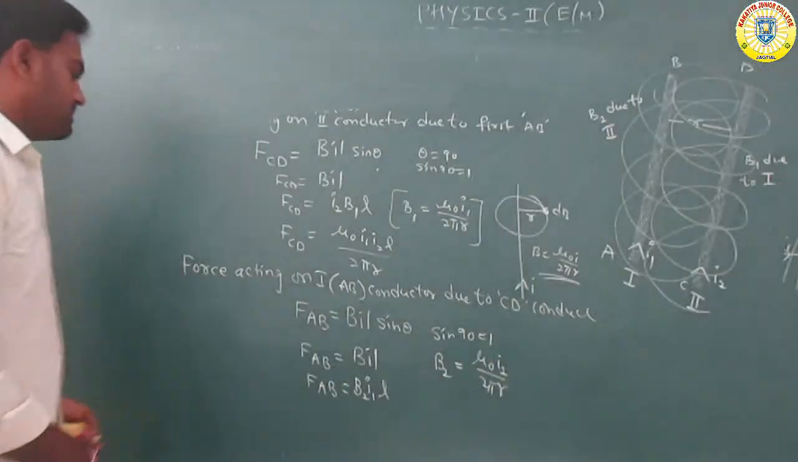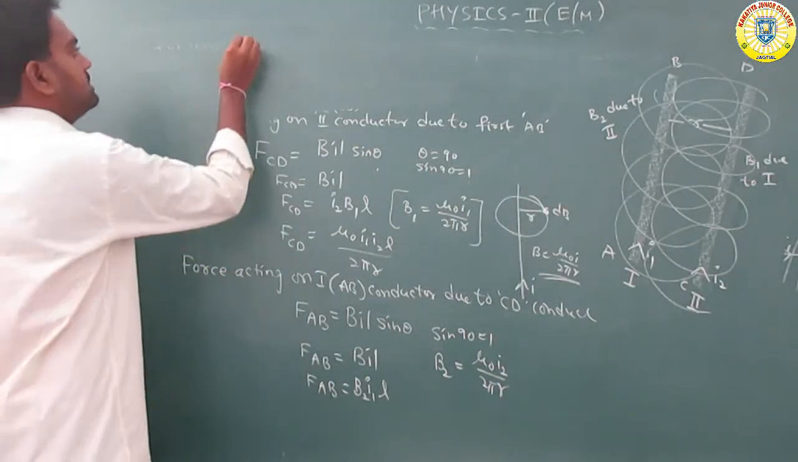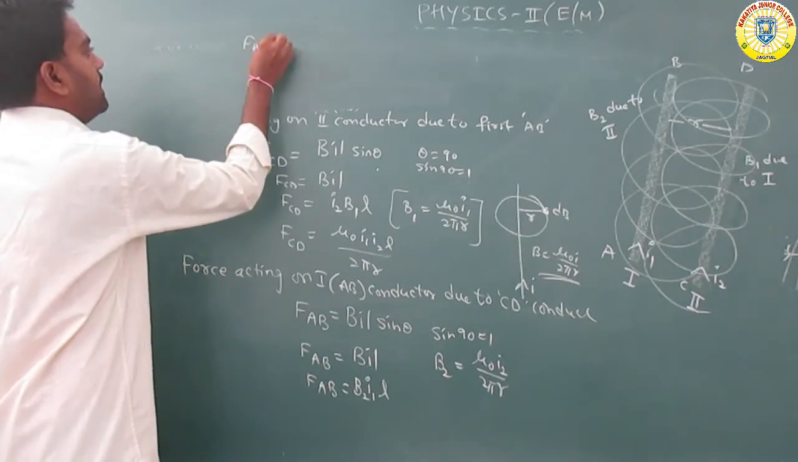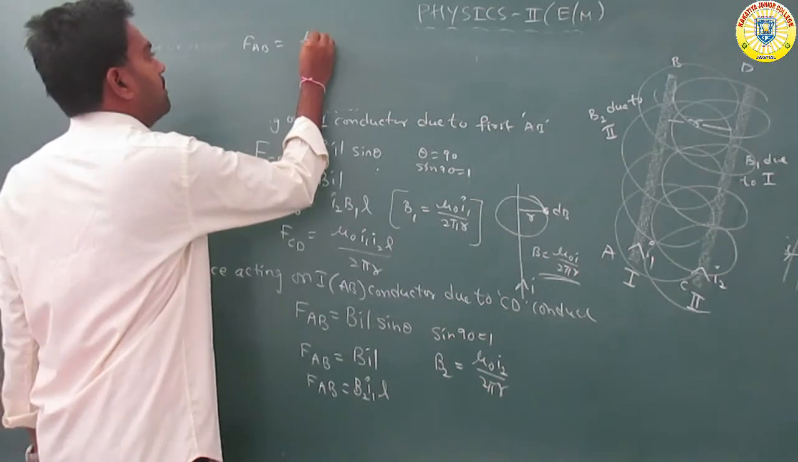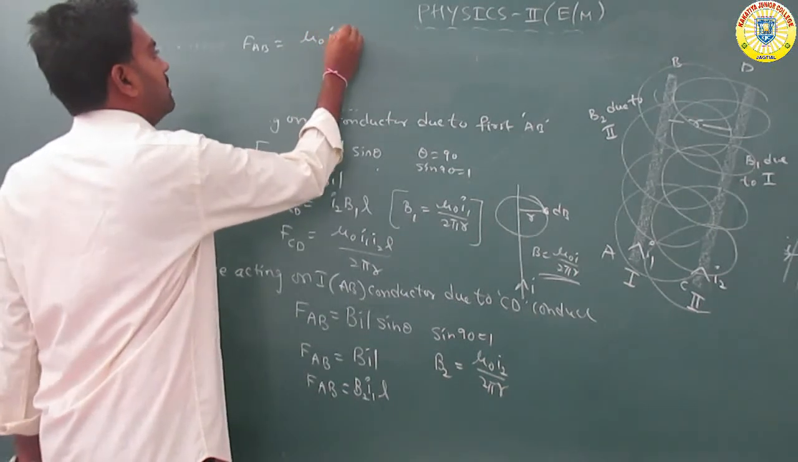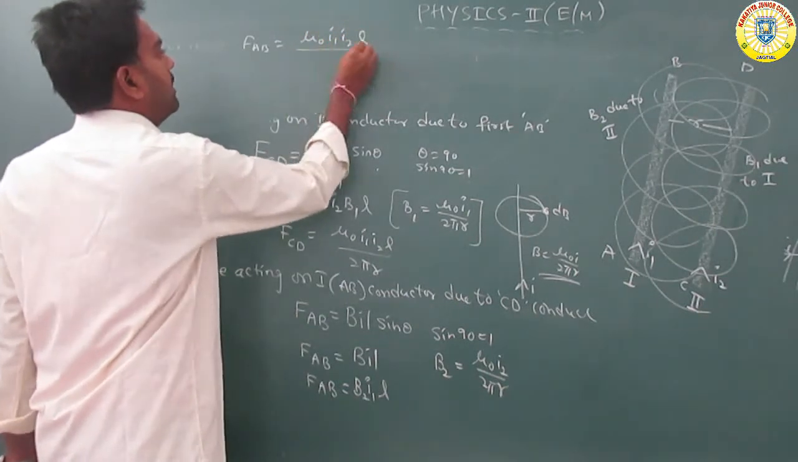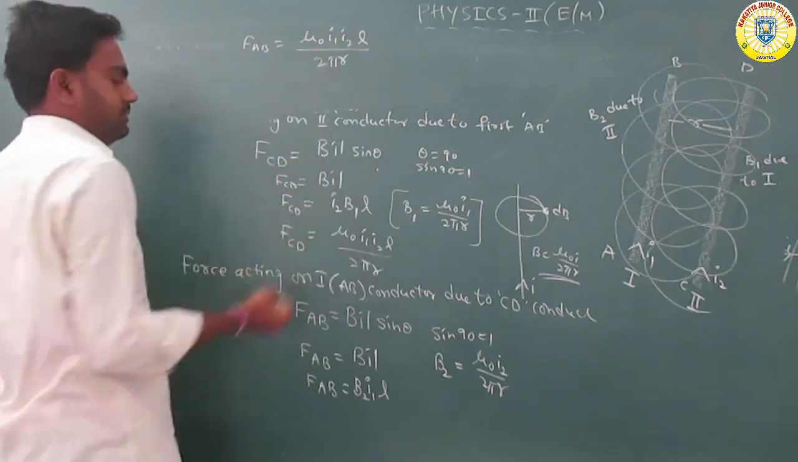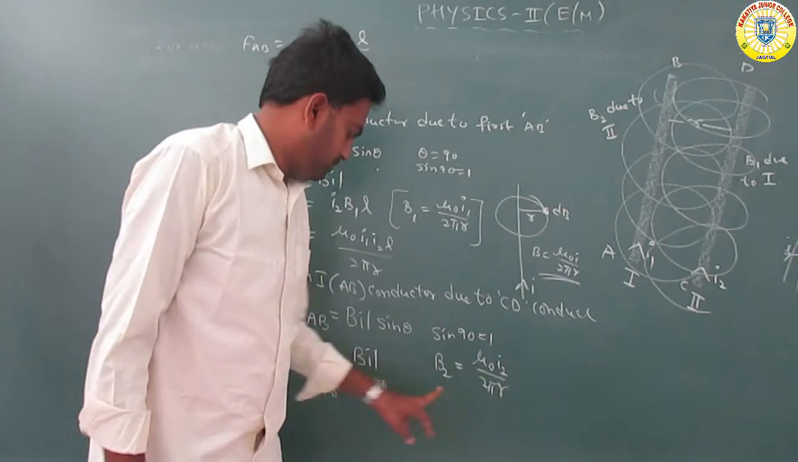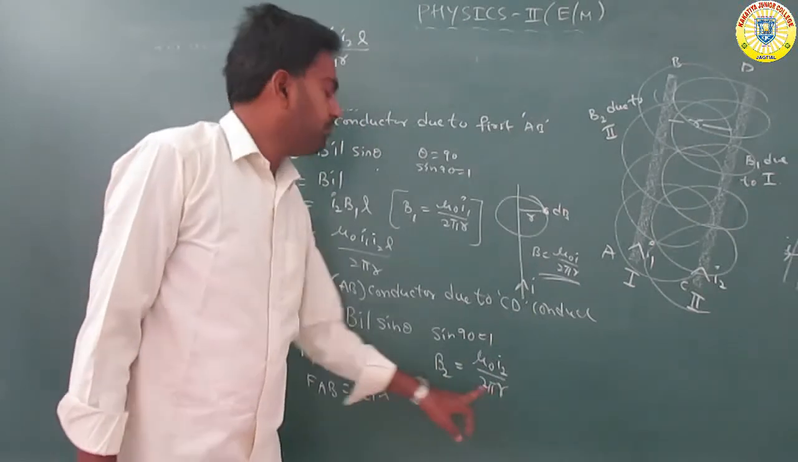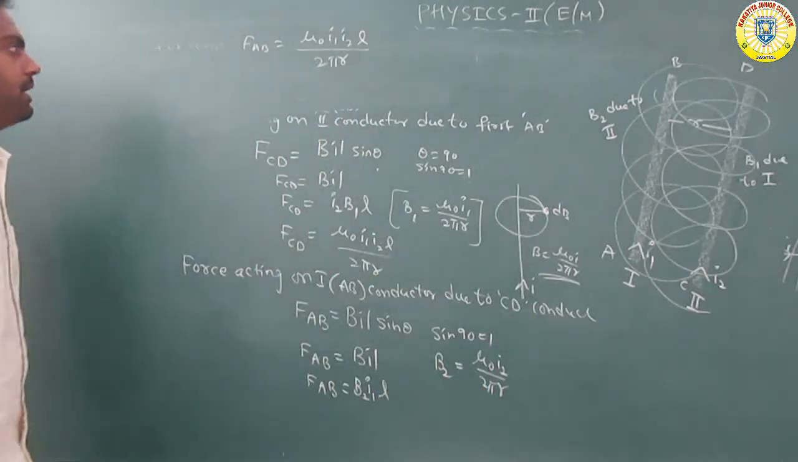So FAB is equal to B2 I1 L, and B2 is equal to mu naught I2 by 2 pi r. So FAB is equal to mu naught I1 I2 L by 2 pi r. So that is called the force FAB.